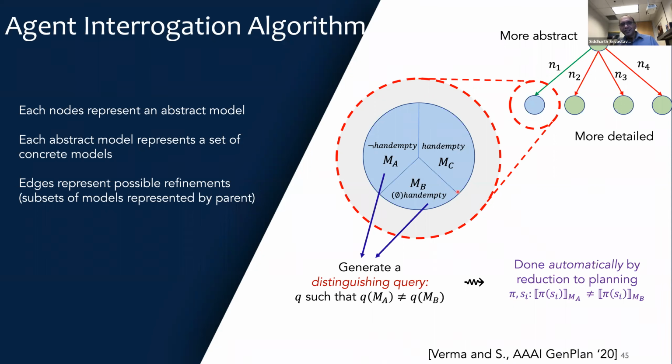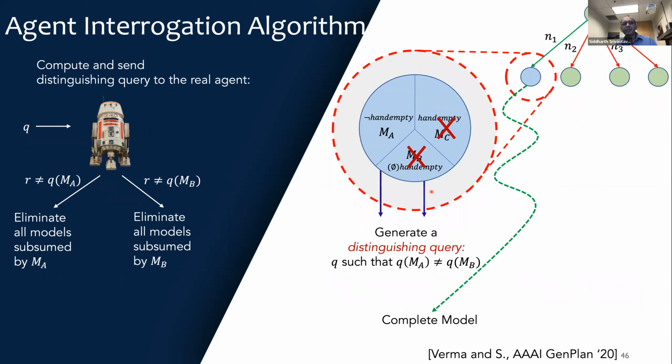And here's the interesting part. Once you do this, we can take any pair of these abstract models and automatically generate a query that distinguishes between them. So a query is a sequence of actions here. And I'm saying that we can automatically generate a sequence of actions such that the result of those actions on MA is not equal to MB. So we can take pairs and generate these queries automatically. And then what we do is give that query to the real agent. Right? Remember the query response protocol, I get its response.